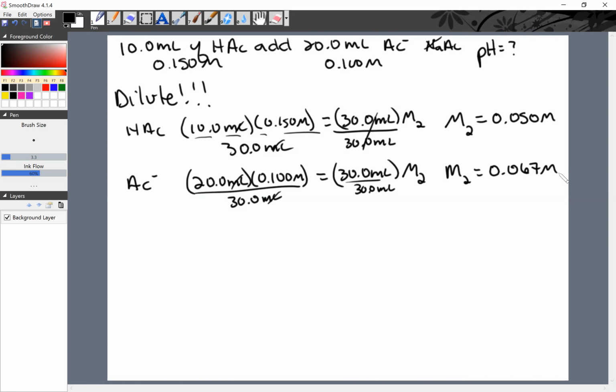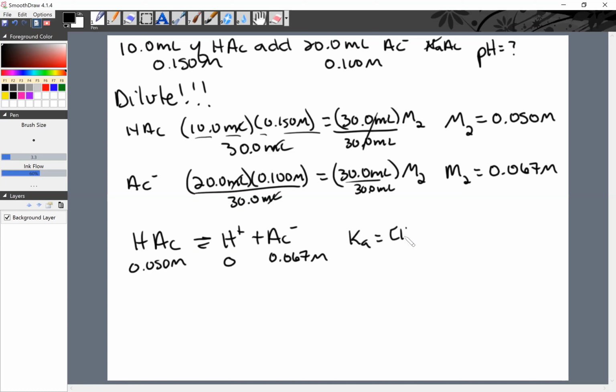Okay, now let's plug them in as the initial concentrations. All right, so 0.050 and 0.067. Okay, so that's what I added. I didn't add any protons. And the Ka is equal to, there is nothing wrong with solving this the way that we have always done. It's a lot longer if you don't recognize it as a buffer, but there's nothing wrong with plugging and chugging right now as it is.